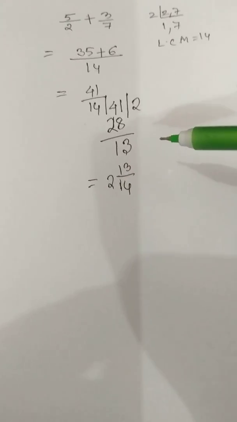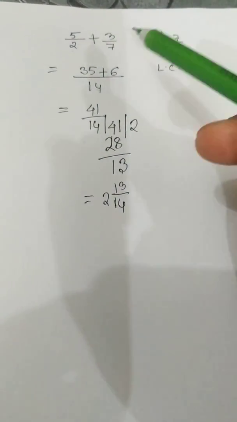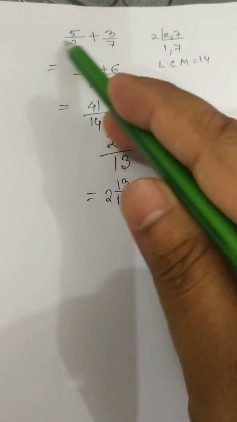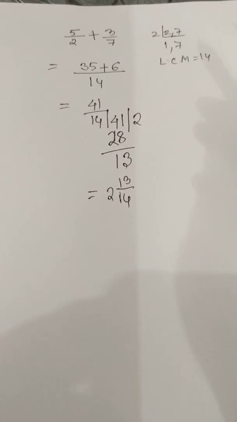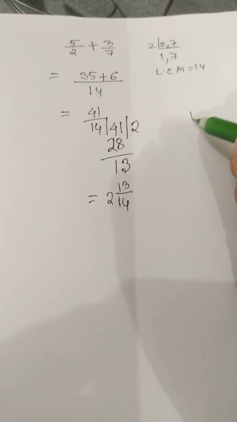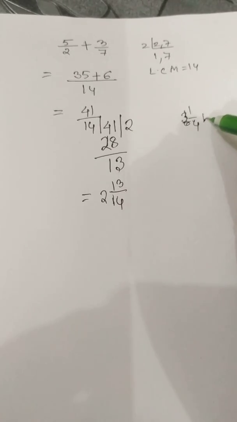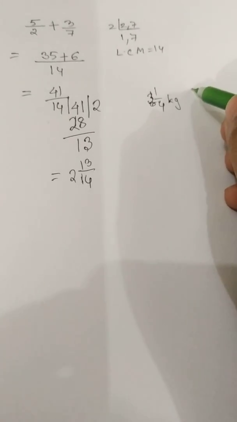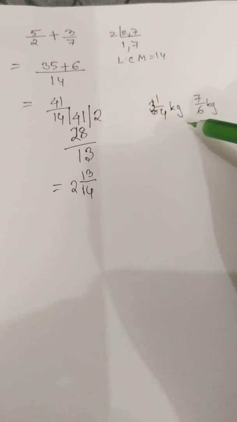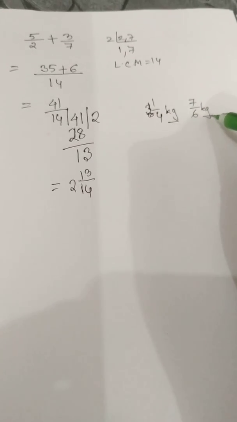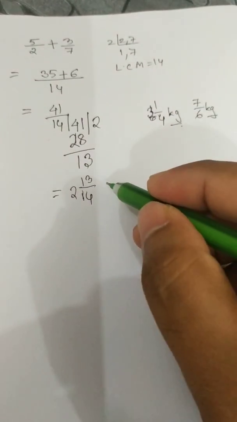Also I've seen a few students that whenever the question, for this example it's okay because this is just a fraction, but whenever you're doing a word problem, suppose for question number 3 where you saw 3 1 by 4 kg, then 7 by 6 kg, for example. Whenever you are adding, you also need to keep in mind that you need to write the units, that is kg. So after you get the answer, you need to write kg.